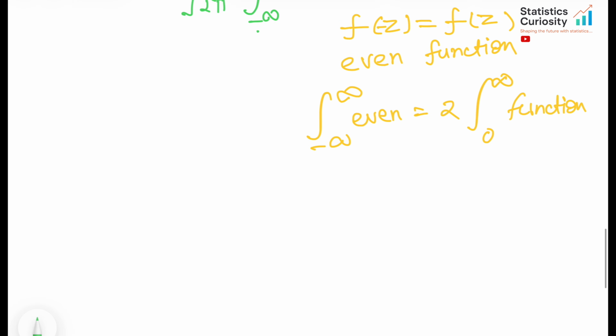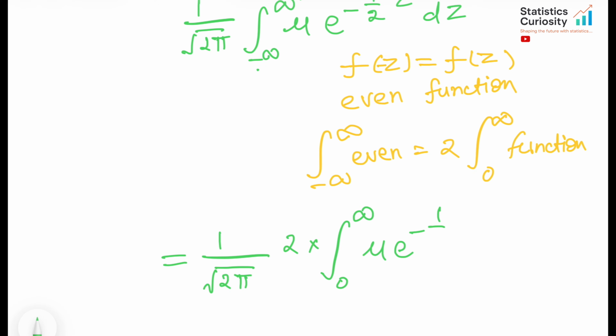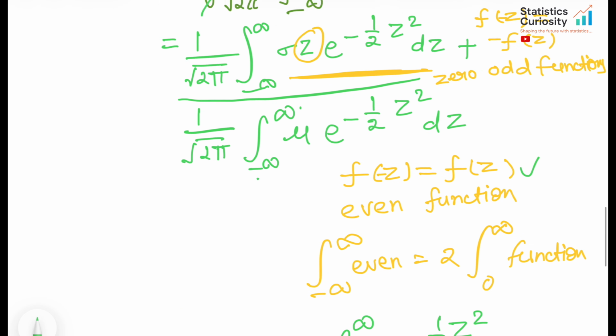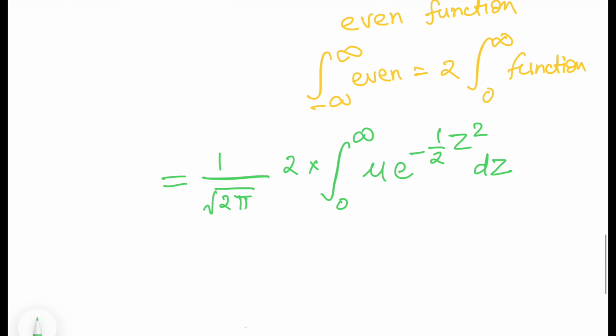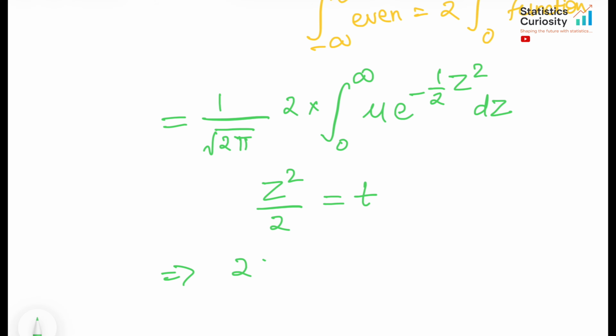So let me write, the first term will become 0 and the second term will be 1 upon under root 2 pi times 2 multiplied by the integral from 0 to infinity of mu e raised to the power minus 1 by 2 z square dz, as per these odd and even function integration rules. Now to solve this we have to further consider z square upon 2 as t. This will give you 2z dz equals 2 dt, as z square is equal to 2t.